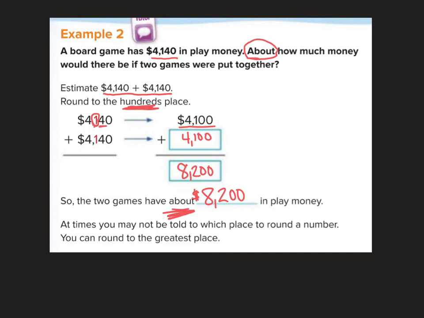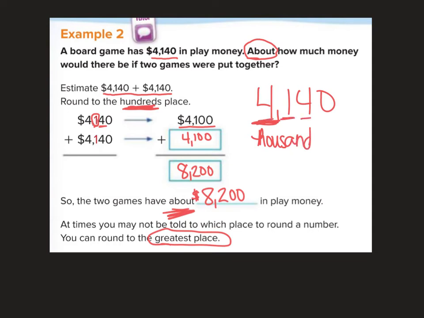At times, you may not be told which place to round a number. You can round to the greatest place. Okay, so if you're not told, we could round to the greatest place, or if that's not even really a hard and fast rule, but you can always use that. The greatest place, right? So in this number, 4,140, this is the greatest place, the thousands place, right? 4,000 is bigger than 100 or 40, right? 4,000 is the biggest place.